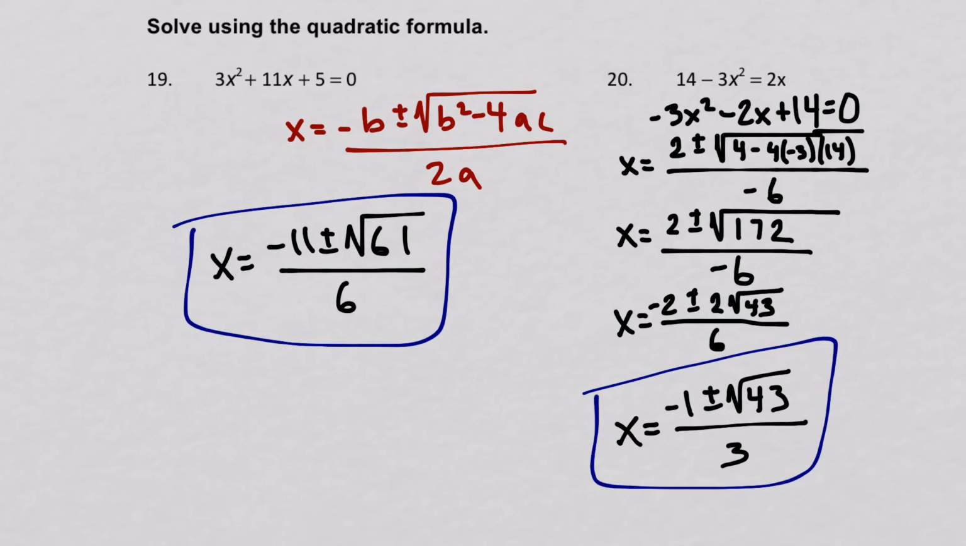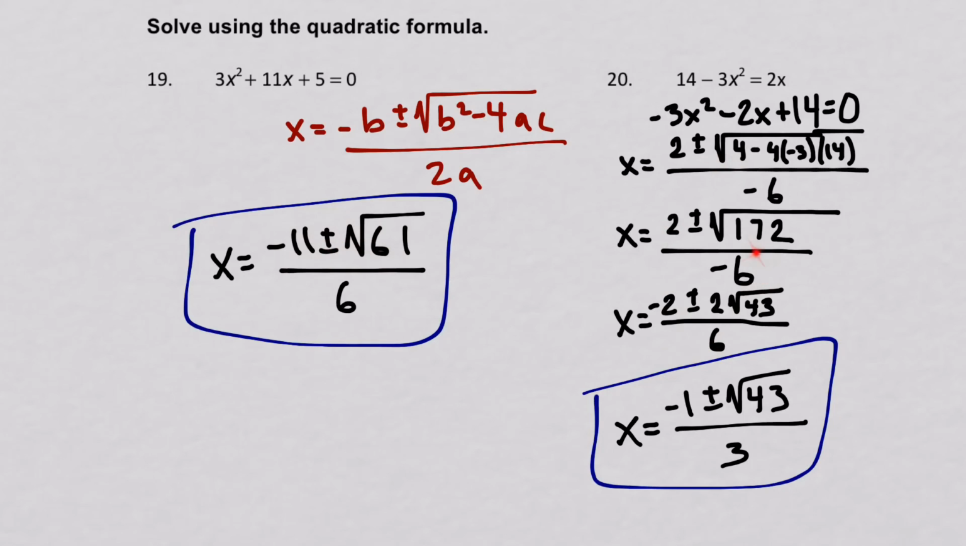Okay, so here are the correct solutions. For number 19, it's pretty straightforward. Plug in the correct a, b, and c values, and you will get negative 11 plus or minus radical 61 all over 6. 61 cannot be simplified any further, so you just leave it like that. Just remember that there are two solutions here: negative 11 plus radical 61 all over 6, and negative 11 minus radical 61 all over 6.